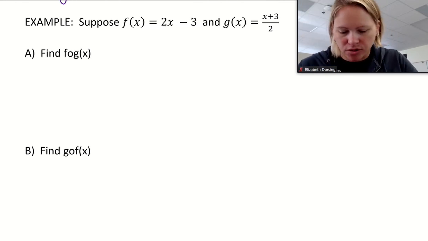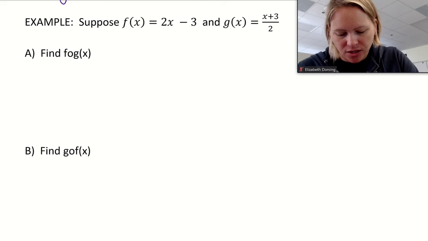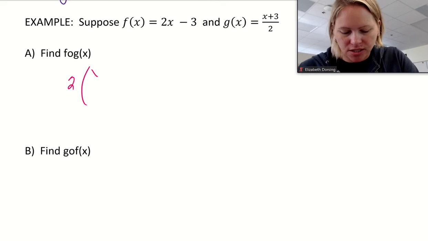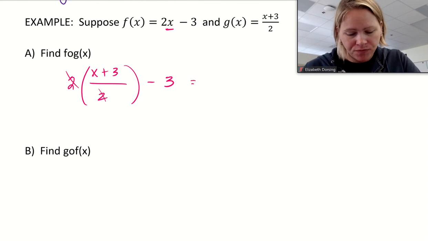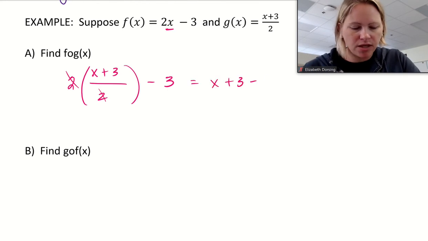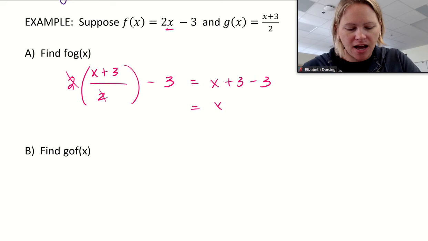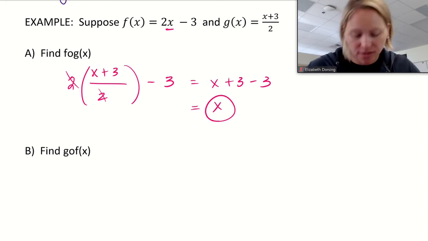So let's see what happens. FOG means take g and plug it in for f. So I'm going to have 2, and then my bucket is x plus 3 over 2. That's the x minus 3. Now, check this out. When I simplify, the 2's go away, and I get x plus 3 minus 3. I got x. That's curious.